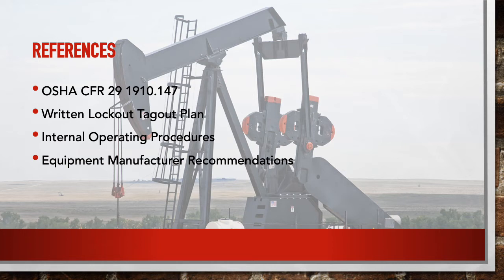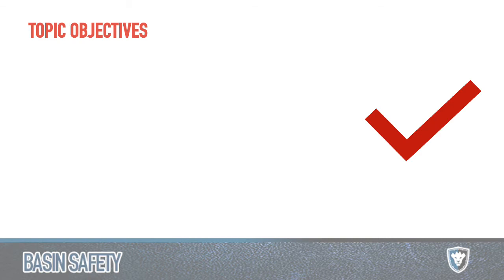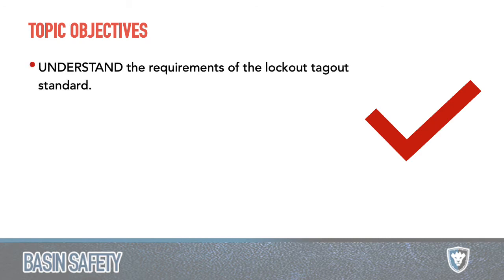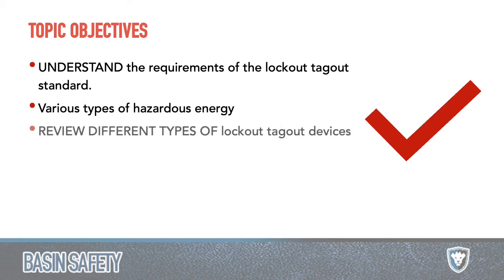We're also going to talk about written lockout tagout programs and how they're designed to protect you and involve a lot of the elements of this training. Your internal operating procedures, we're not going to go into specifics, but you need to have them depending on what type of equipment you're working with, as well as equipment manufacturer recommendations. So some objectives we have today: understanding the requirements of the lockout tagout standard, various types of hazardous energy, review different types of lockout tagout devices, understand the requirements for lockout tagout procedures, and also being accountable to your lockout tagout program.